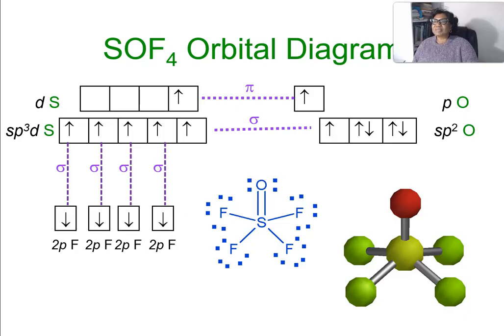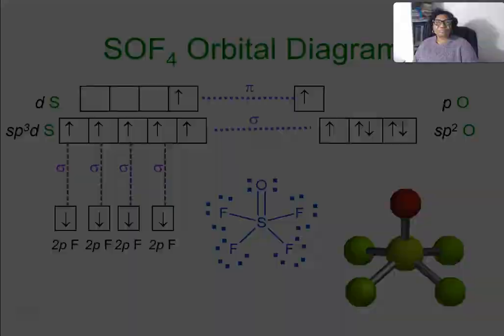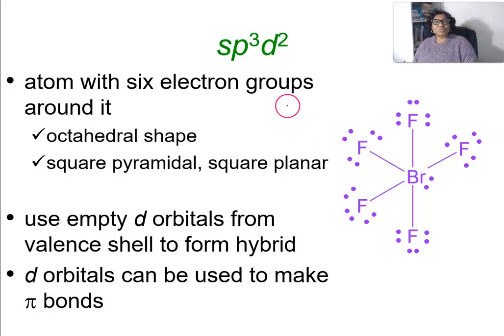We want to look at sp3d2. So atoms with 6 electron groups around them: octahedral shape, square pyramidal, square planar. They use empty d orbitals from the valence shell to form hybrid orbitals. D orbitals can be used to make pi bonds. So this is an example.